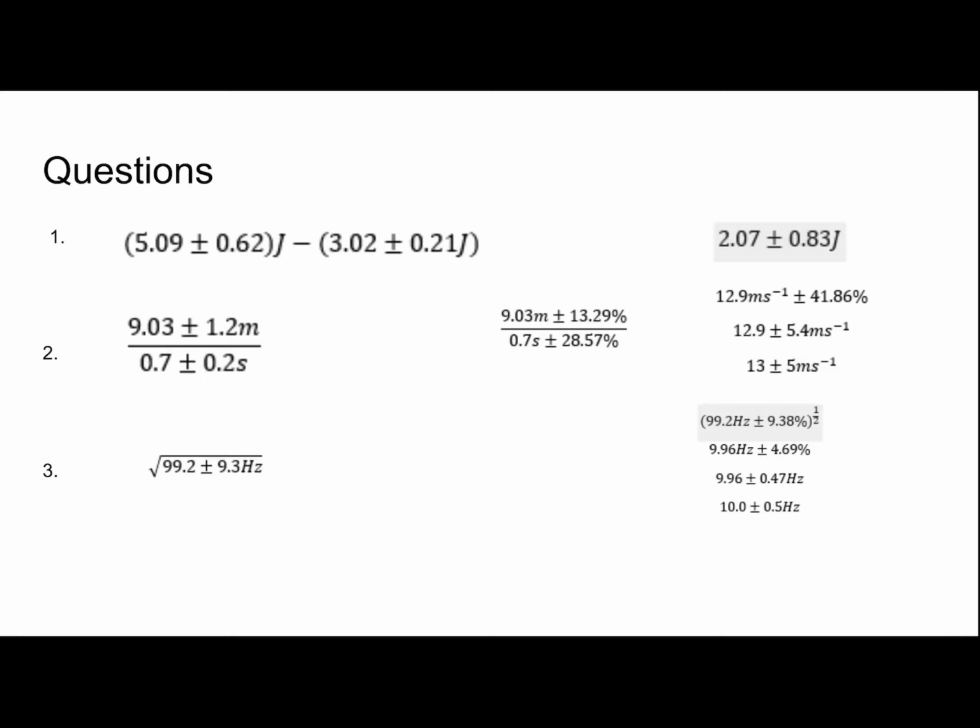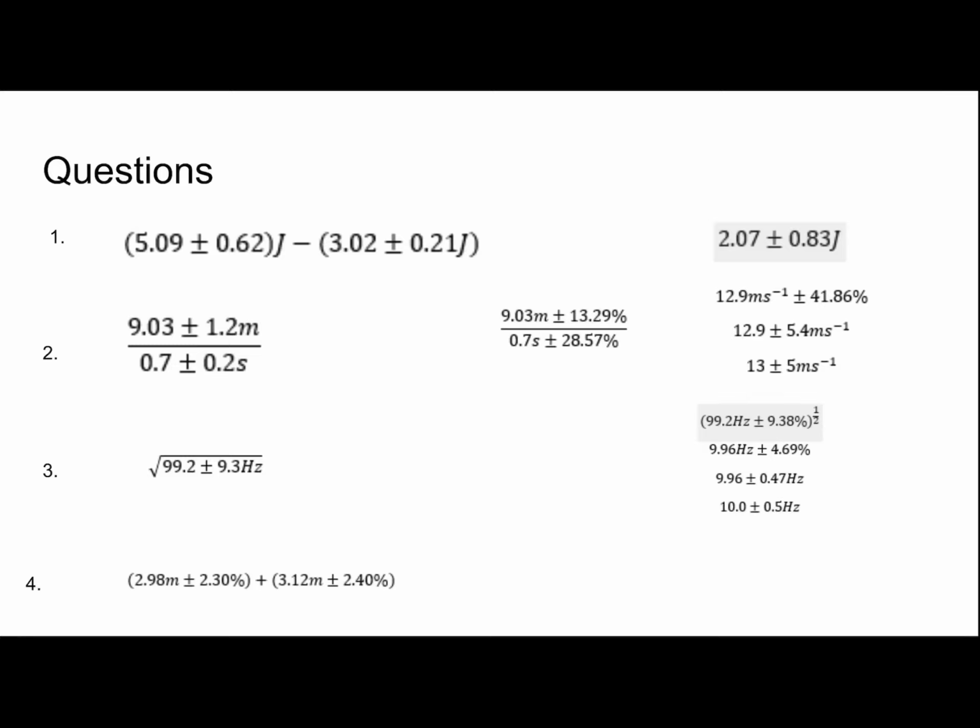Rounding it to 1 SF, 0.47 rounds to 0.5, that's in the tenths column. So we'll round our 9.96 to the tenths column as well. So we should get 10.0 plus or minus 0.5 hertz as our final answer.